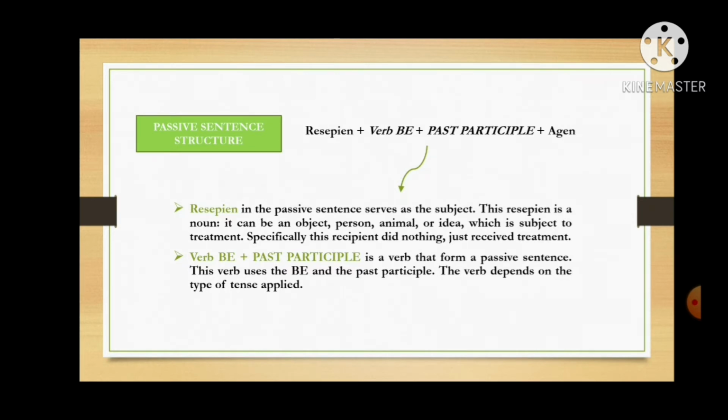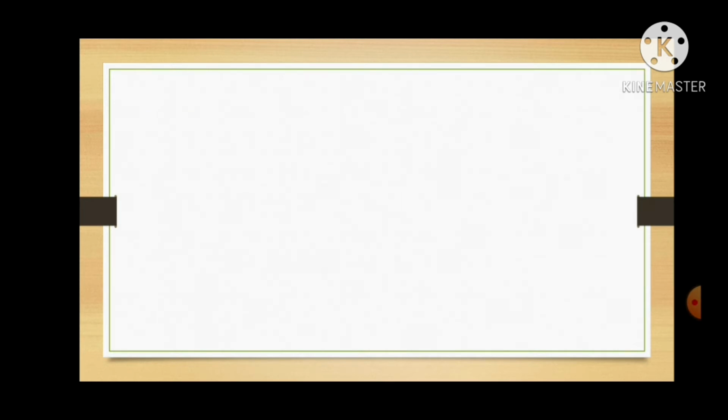Verb and past participle is a verb that forms a passive sentence. This verb uses the be and the past participle. The verb depends on the type of tense applied. The following is an example of forming a passive verb. For the verb write, can be seen in the following table.